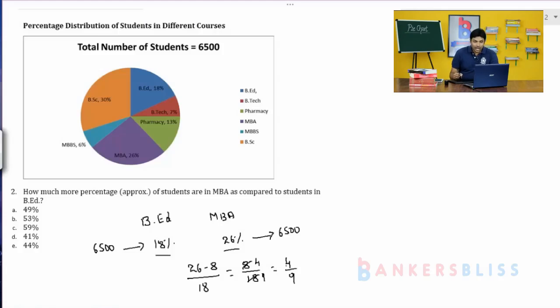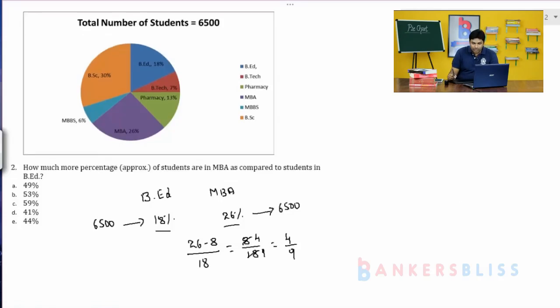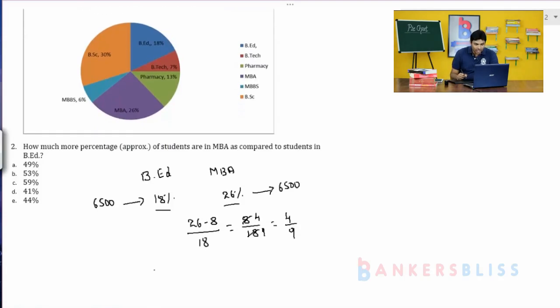How can you represent 4 by 9? 4 by 9 can be written as 4 into 1 by 9. So what is the value of 1 by 9? The value of 1 by 9 is 11.11%. These values should be on the tip of your tongue.